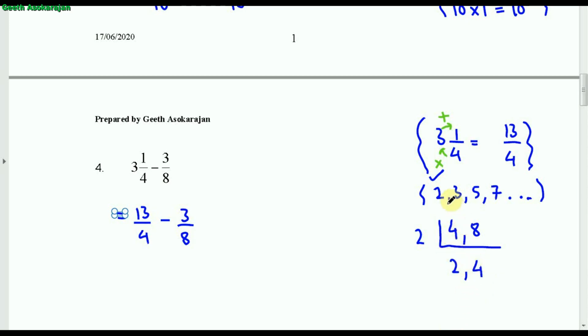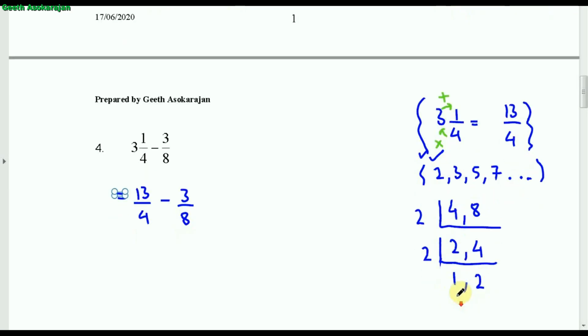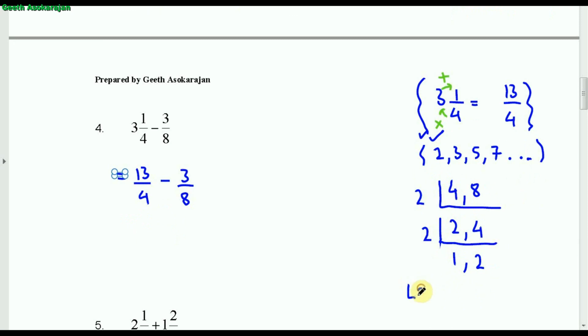Now 2 and 4 can be divided by 2 again, giving numbers with no remainder. So let's divide by 2 again. 2 divided by 2 is 1, no remainder. 4 divided by 2 is 2, no remainder. Now we stop the process here because we can't divide 1 and 2 by these numbers, giving no remainder. So remember the idea, the operative word is both. You can't divide both of these, giving no remainder. So stopping the process there, we say that's the LCM of 4 and 8.